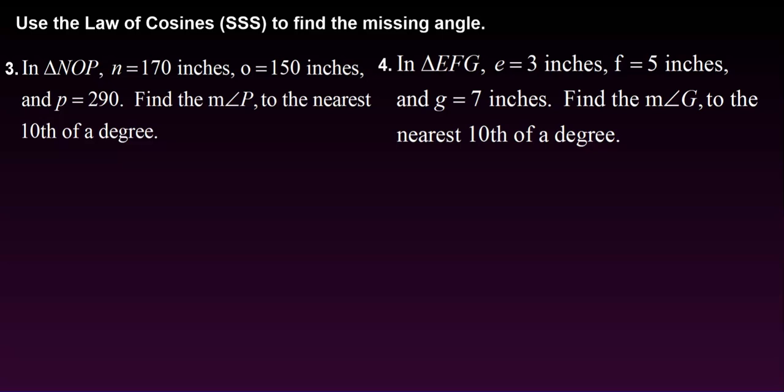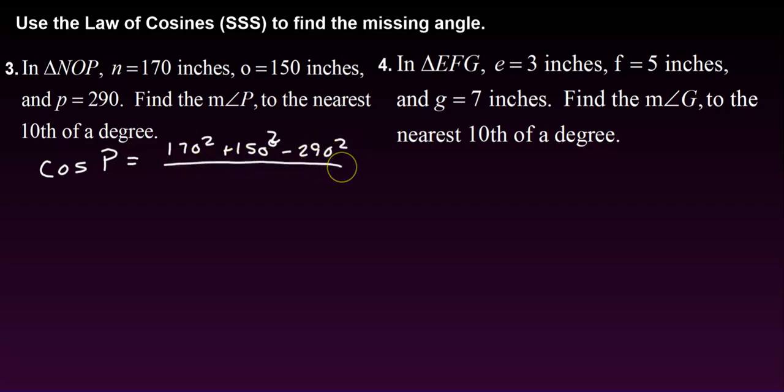I don't really have to draw the triangle this time because all we have are the sides. So we're just going to plug it into the formula that you hopefully wrote down from the previous screen. If you didn't, you can always go back and do that. So we have 170 squared plus 150 squared, minus 290 squared.